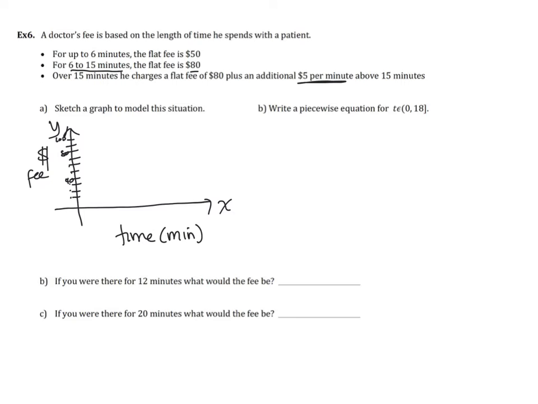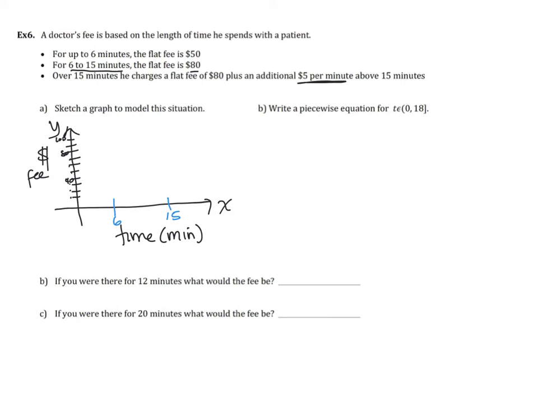So for up to 6 minutes, the flat fee is $50. So I have 1, 2, 3, 4, 5, 6. Maybe I should have just made that a little easier for myself. We're just going to do 6 minutes, then we're going to do 15 minutes from then on. So for up to 6 minutes, we're going to pay $50.